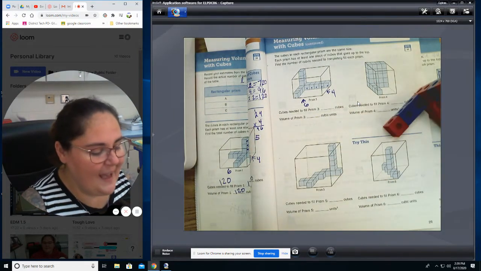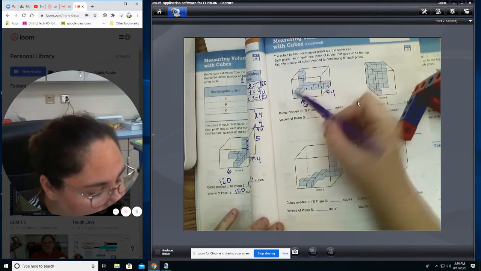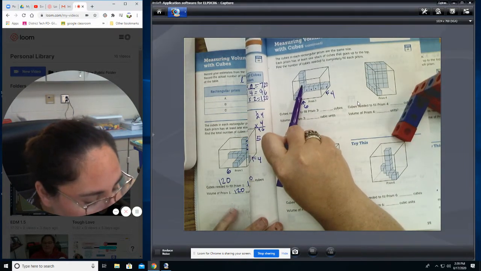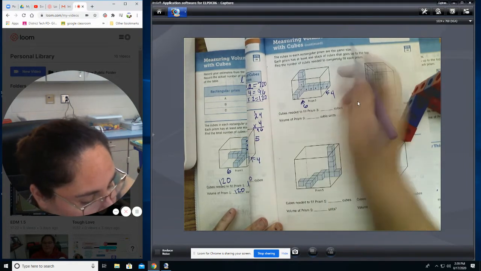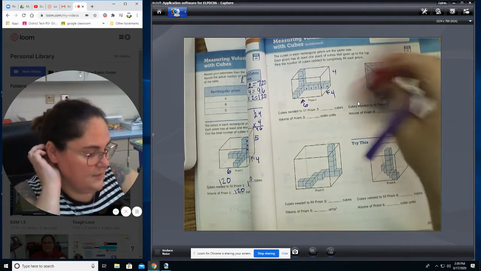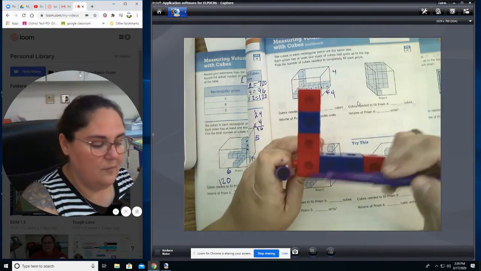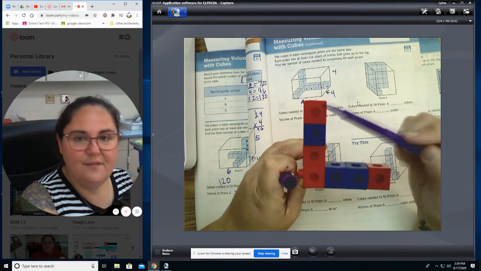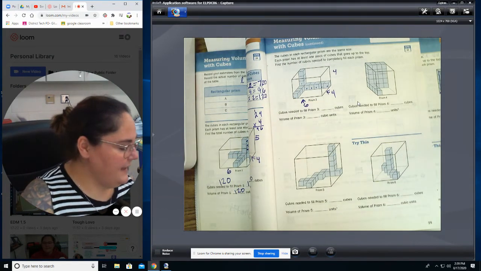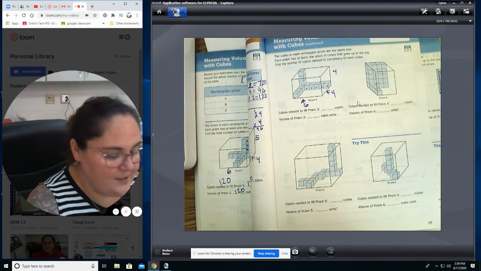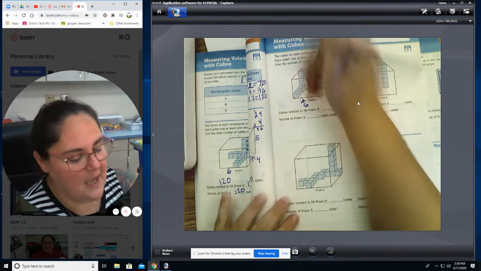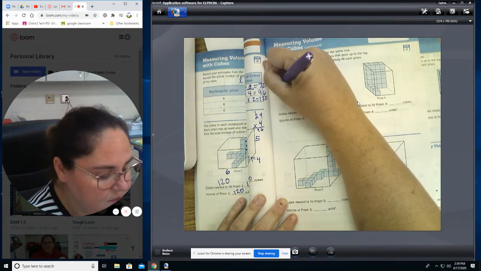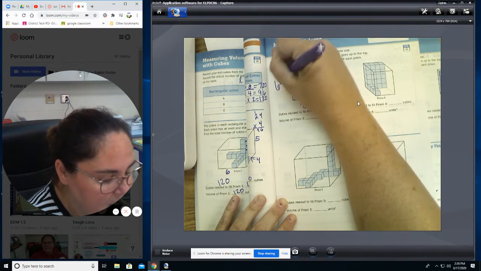And then finally, how tall is my building? Okay, so if this is 1 level, 2 levels, 3 levels, 4 levels. So my height is also 4. Let's check. Ground floor, 2, 3, 4. Now you know what you need to do. You are going to multiply length times width times height. So 6 times 4 times 4.